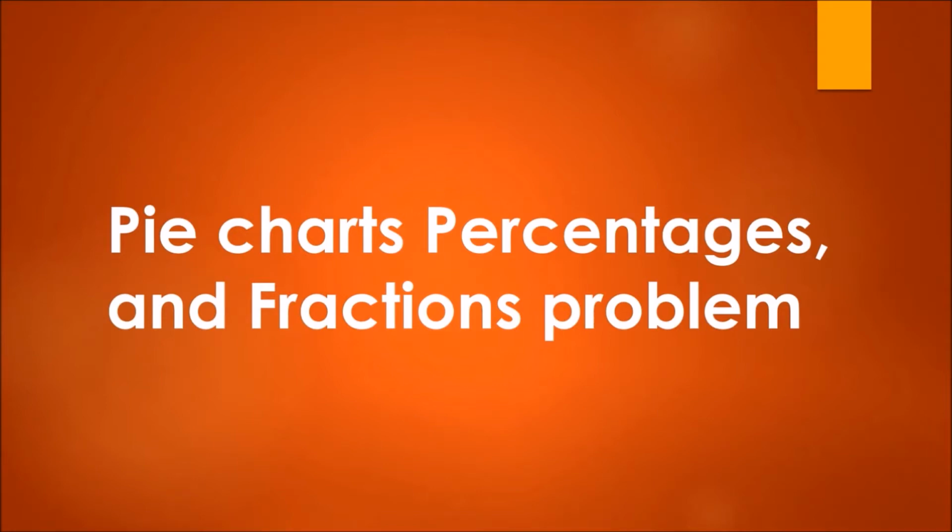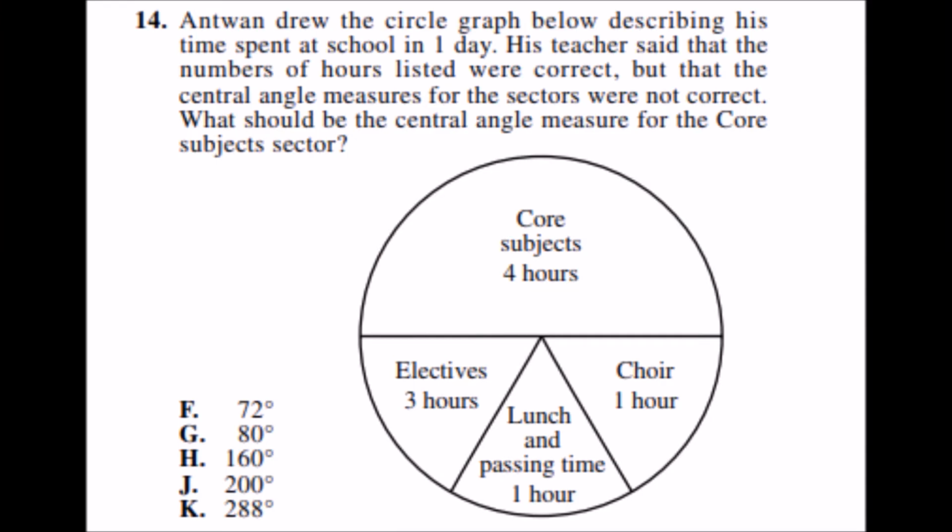The problem type I want to go over is the pie chart percentage/fractions problem. In these problems, you are given a pie chart like the one in number 14 and have to find the fraction, percentage, or angle measure that is representative of a certain section or part of the pie. In 14, you are told that the chart has correct hour values, but the angle measures are incorrect, and you must find the angle measure for the core subject sector.